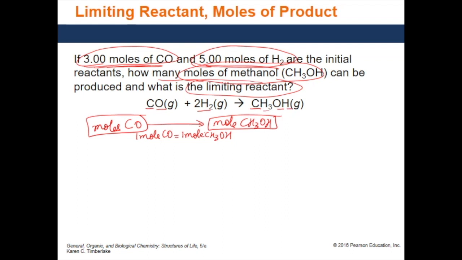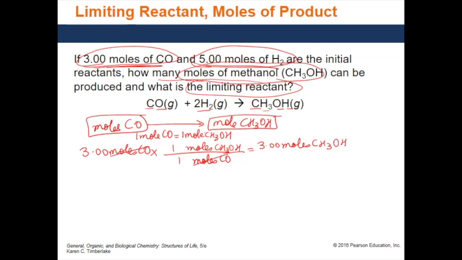So now start with moles of carbon monoxide, 3.00 moles of carbon monoxide. To cancel moles, I divide by moles of carbon monoxide and multiply by moles of CH3OH. How many? 1:1. So moles got cancelled. I have my final answer as 3.00 moles of CH3OH.